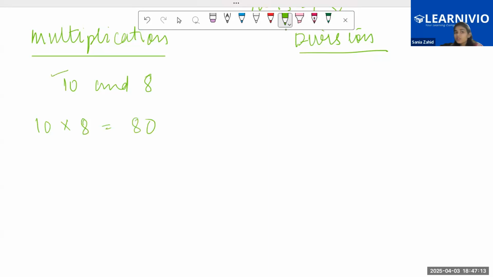Now again, 10 is a whole number, 8 is a whole number. It's giving me a whole number on multiplication. That means, does it follow the closure property? Yes. It is following the closure property, right?